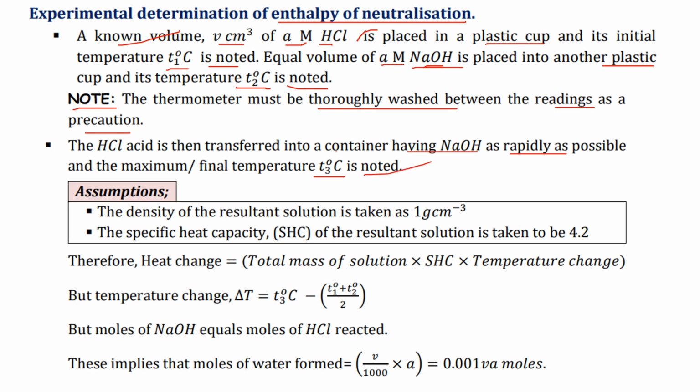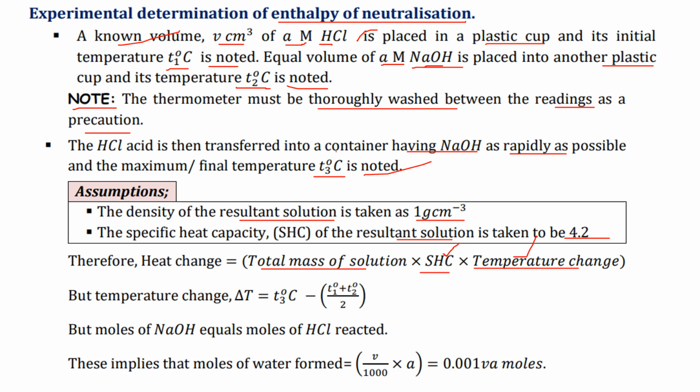The assumptions made as we treat these results are that the density of the solution is the same as the density of water, which is 1 gram per centimeter cubed, and that the specific heat capacity of the resultant solution is taken to be 4.2, the same as water. Therefore, the enthalpy change is given by the total mass of the solution times specific heat capacity times temperature change. But let's first note down the different components. We already have 4.2. Let's note the temperature change.